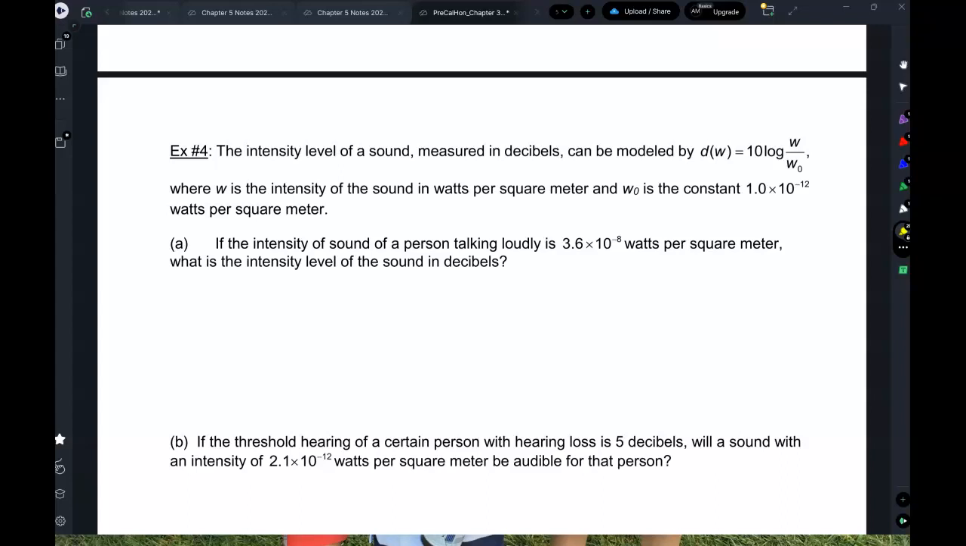The Richter scale. What does the Richter scale measure? Earthquakes. So, for example, if an earthquake has an intensity of 1,000, you don't want a magnitude of 1,000. If it has an intensity of 1,000, the magnitude will be 3 because it's log base 10. 10 to the power of 3 is 1,000.